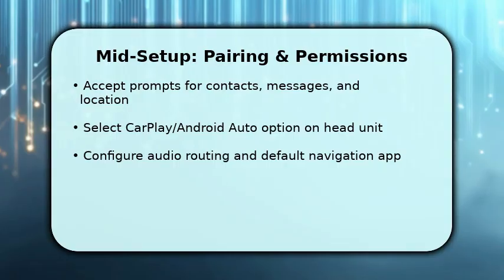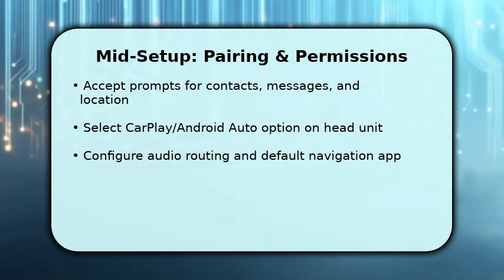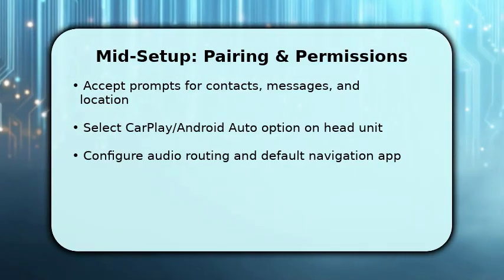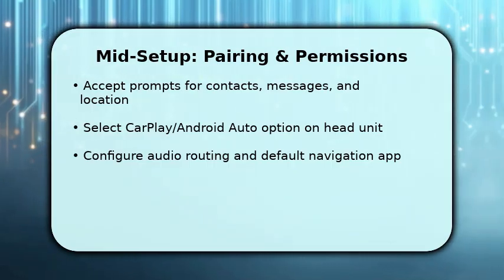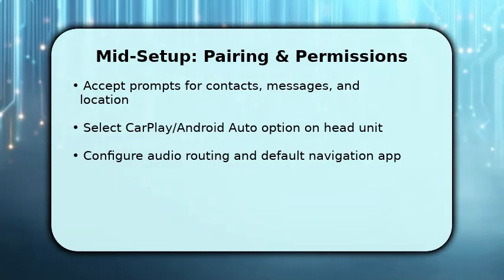Once the phone and head unit communicate, you'll see permission prompts. Accept contacts, SMS access, and location, because Android Auto needs them to function correctly.